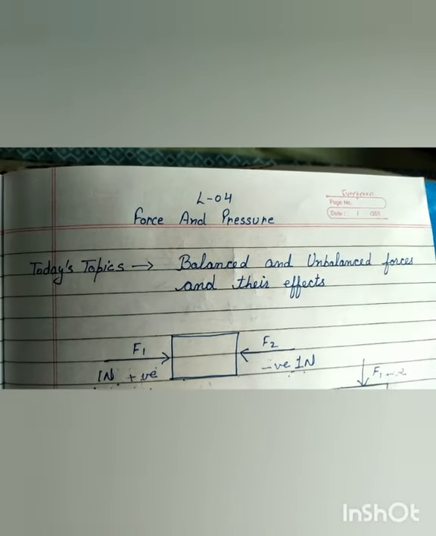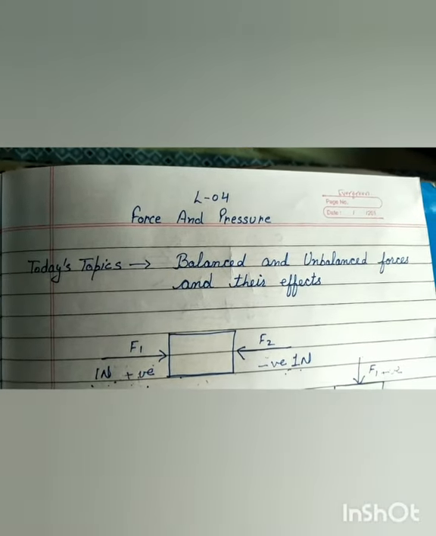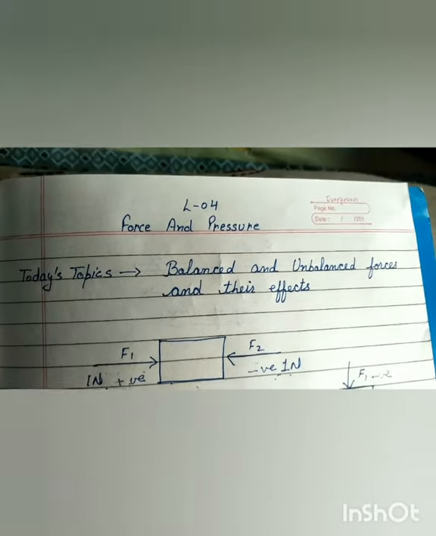The SI unit of force is Newton, and 1 Newton is the force which is used to produce an acceleration of 1 meter per second square in a body of mass 1 kg. Today's topic of discussion is balanced and unbalanced forces and their different effects.